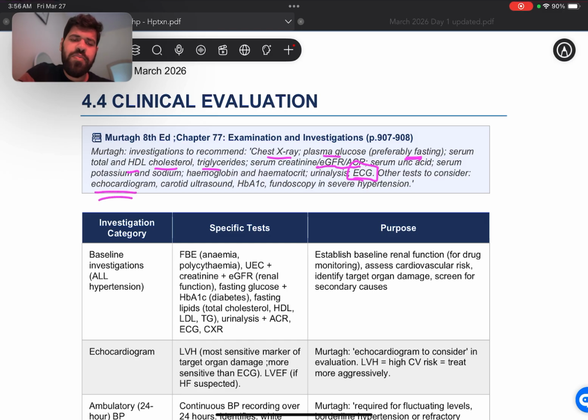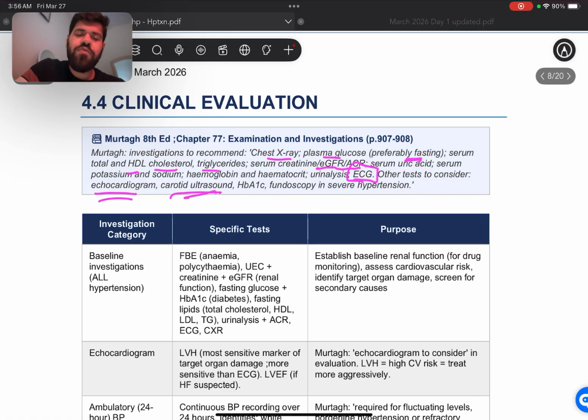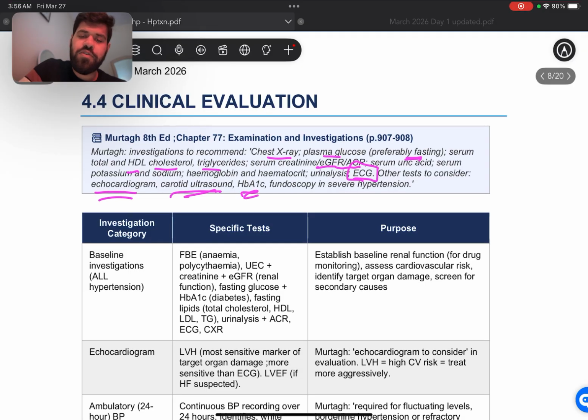And then echocardiogram if we especially are suspecting any coarctation or stenosis. Then carotid ultrasound for bruits, HbA1c again for glucose, fundoscopy in severe hypertension because of end organ damage.